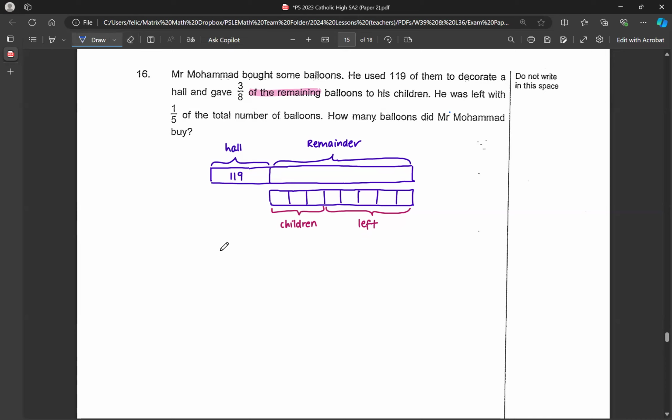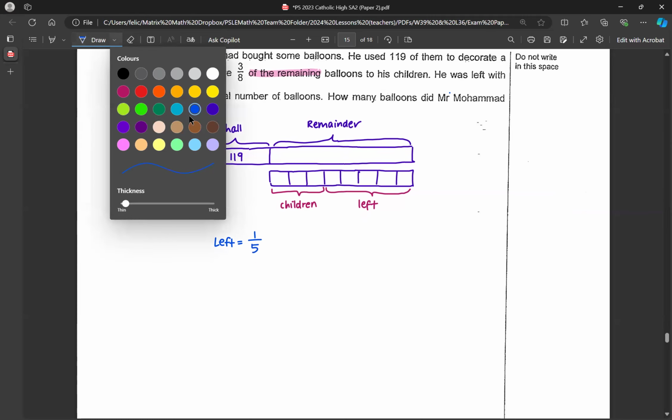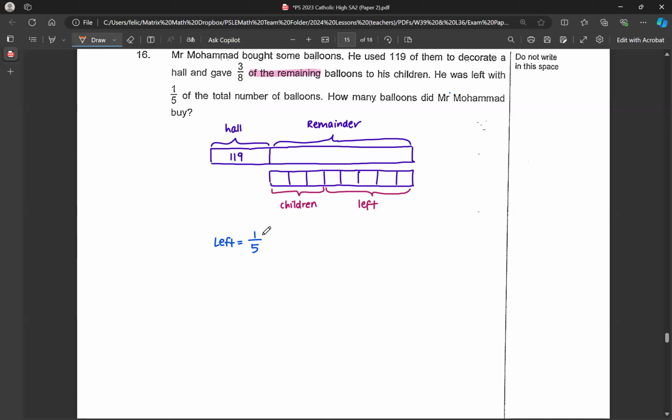So we look at the 1/5 again. He was left with 1/5 of the total. Let's understand what the 1 and the 5 each represent. I think this is something we've always been discussing, so nothing new here. The 1 unit here represents the left, obviously, correct? He was left with 1/5 of the total. And the 5 here represents the total at first.